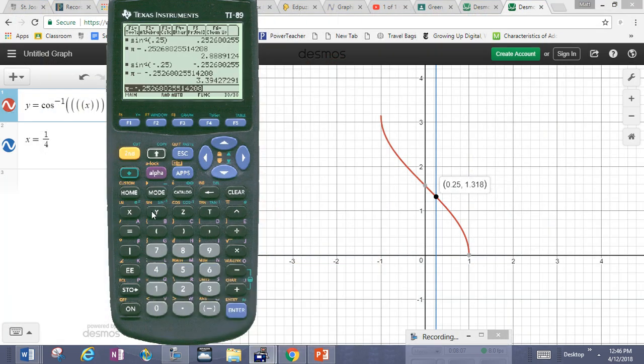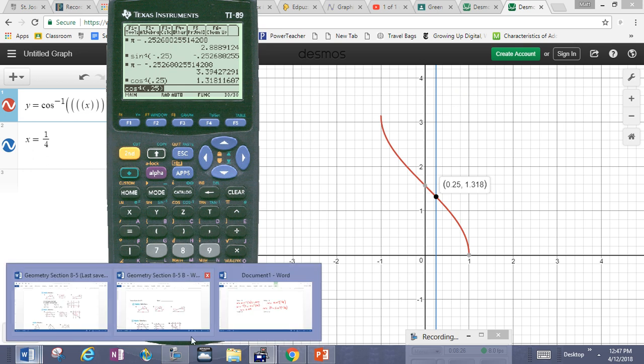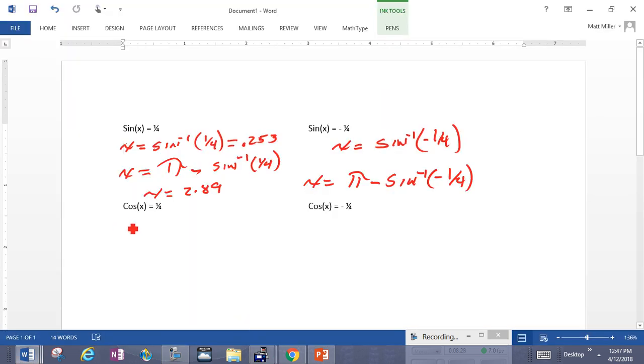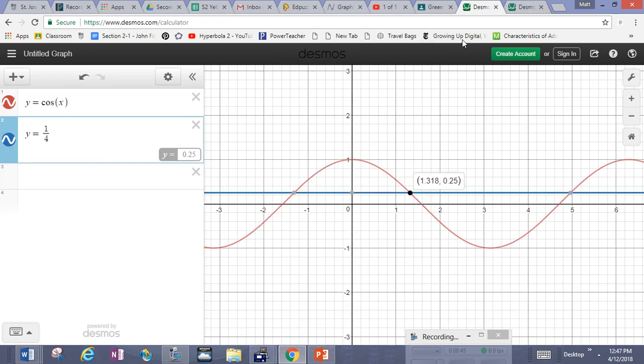On my calculator, we're going to go for the inverse cosine of 0.25, and that's the same exact value, 1.318. So answering this question, how do I find that? Well, x is going to be equal to the cosine inverse of that 1/4, and then reason out when the next strike is going to be. That next strike is down here.